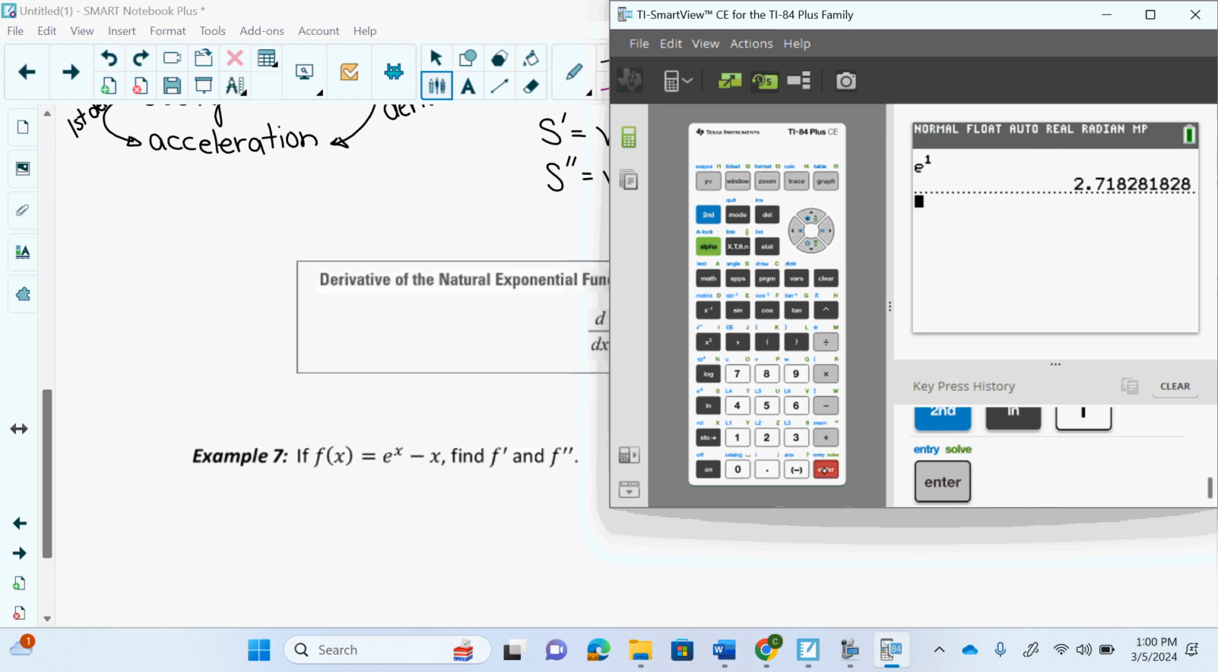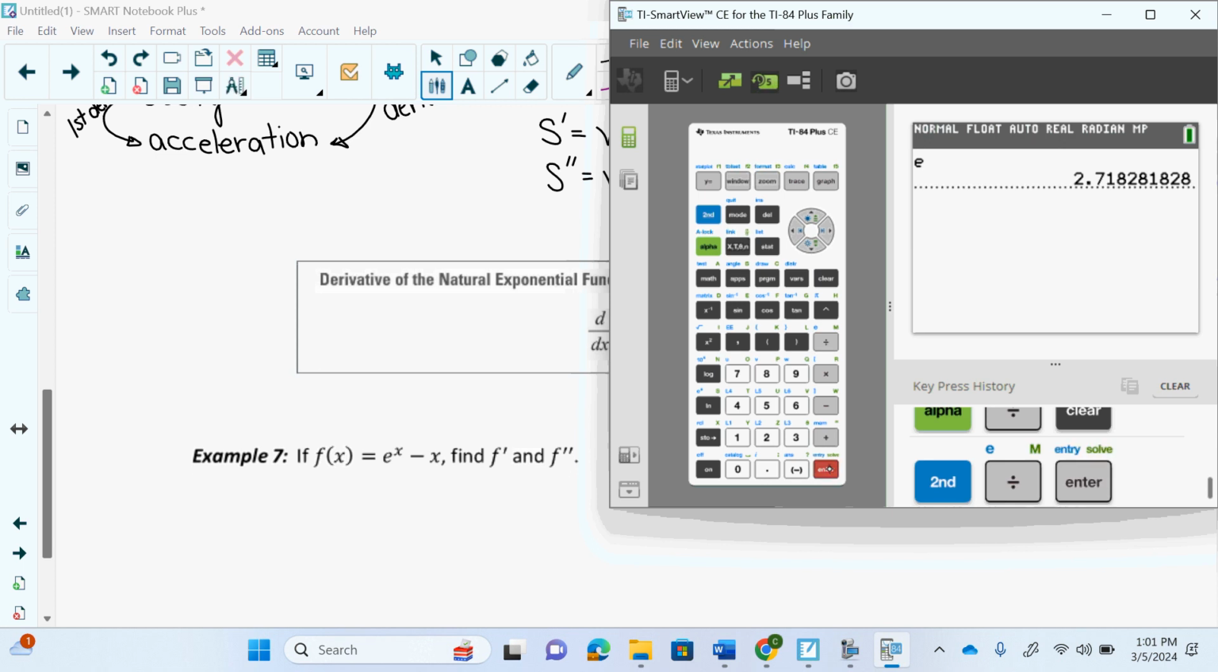And that you can use if you have e to the 1, e to the 2, e to the 3, e to the 4. If you just need e and you want a faster way, you can just go second, and it's the same thing. I always just use that one because I just put a 1 in it. So e is a number. We agree? Okay, watch this.